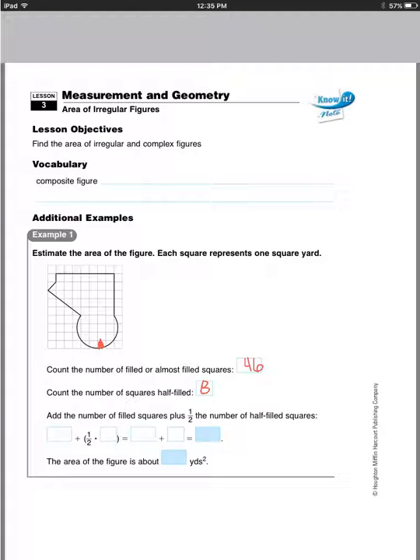So add the number of filled squares plus half the number of half-filled squares. So you're going to take the number of full squares plus half the number of half-filled squares. And the reason you're taking half the number of half-filled squares is because 8 would be the number if those half squares were full. You counted those half squares as if they were full squares, so we have to cut that in half. So we get 46 plus 4 because half of 8 is 4, and when we add we get 50. So the area of the figure is about 50 yards squared.